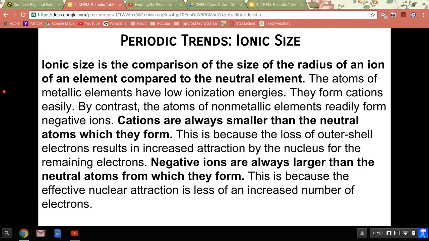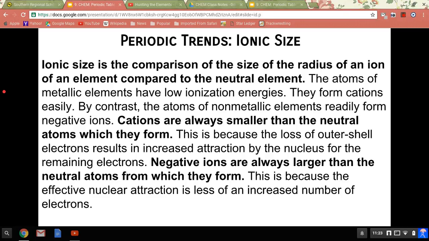So cations are always smaller than the neutral elements from which they form. Hopefully this should make sense. Your cation, you're giving up electrons, becoming positive, you're going down to a smaller energy level. Negative ions are always larger than the neutral atoms from which they form. So this should also make sense. You're completing that energy level.